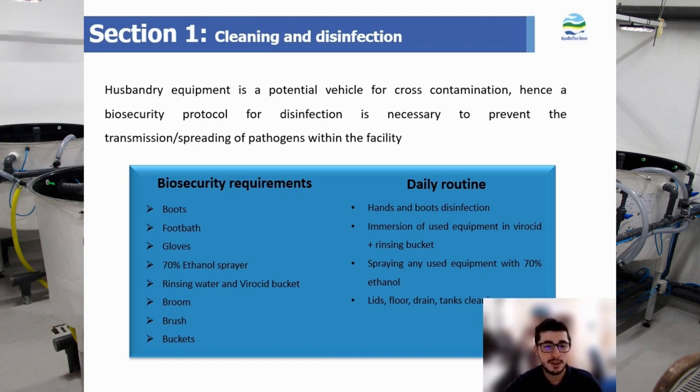In our experimental facility, the biosecurity requirements are related to equipment in general, like boots, footbath, gloves, 70% ethanol sprayer, rinsing water and biosecurity bucket, broom, brush, buckets.